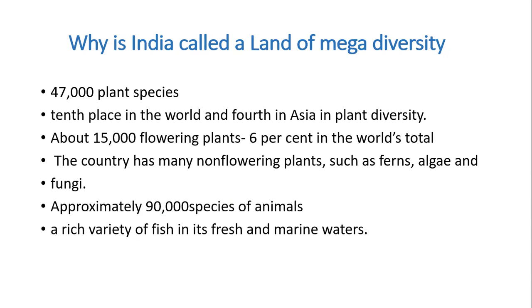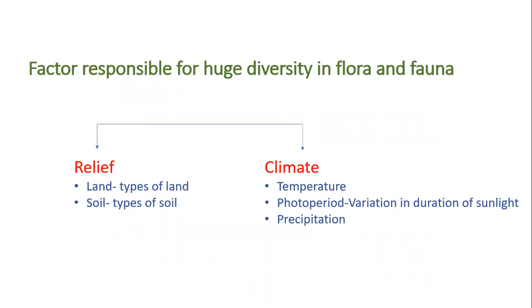Approximately 90,000 species of animals and a rich variety of fish in its fresh and marine waters. This is the reason India is called a land of mega diversities. Now, which are the factors which are responsible for the huge diversity in flora and fauna?